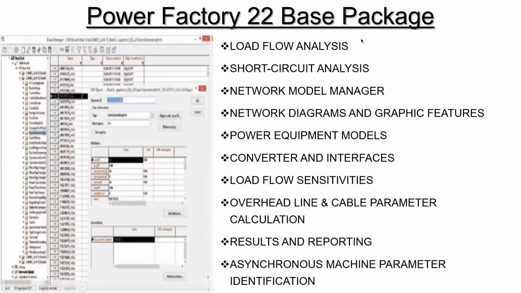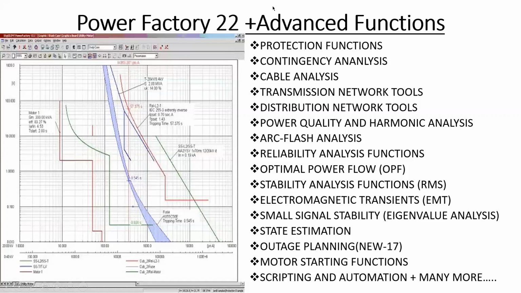PowerFactory 2022 base package. In this base package, you get load flow analysis, short circuit analysis, network model manager, network diagram and graphic features, power equipment models, converter and interfaces, and many more features in the base package. DIgSILENT also provides advanced functions, and in this advanced version of 2022, you can get protection function, contingency analysis, cable analysis, transmission network tools, distribution network tools, reliability analysis function, optimal power flow, and many more features in this advanced function tool.